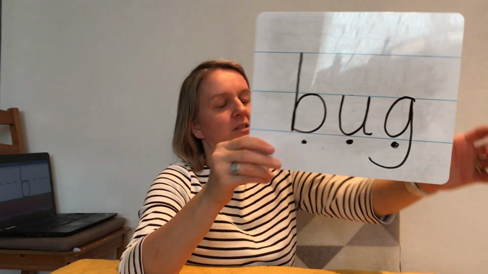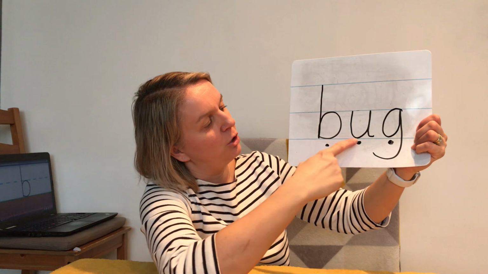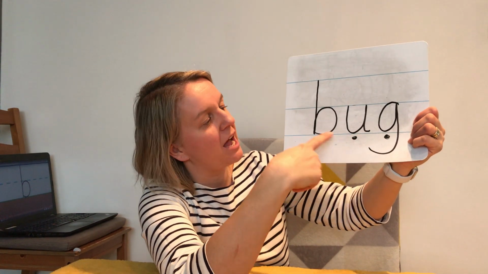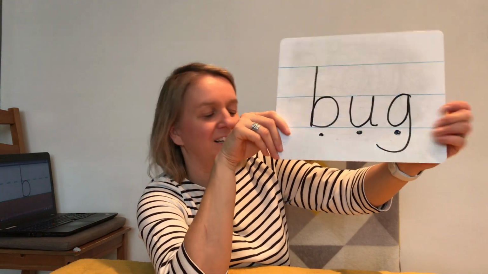So there's our phoneme buttons. Let's say the phonemes when I press them. Are you ready? B, O, G, B, O, G. Bit faster. B, O, G. It's a bug. Well done. Did you manage to blend those together to make the word? I hope you did.